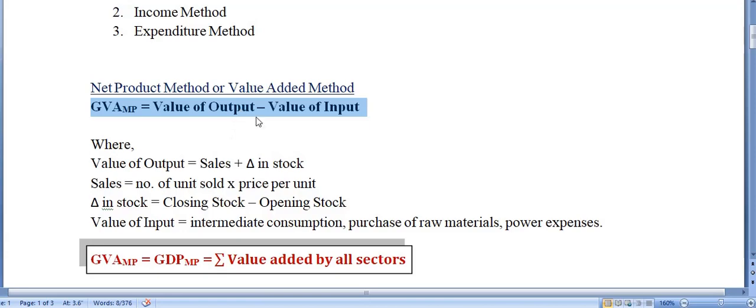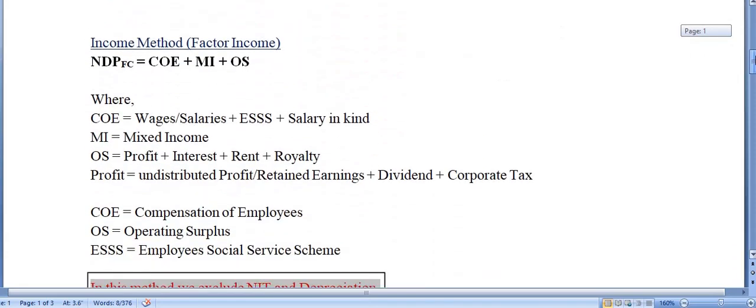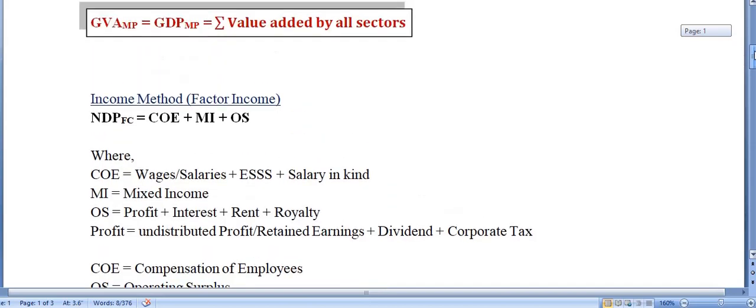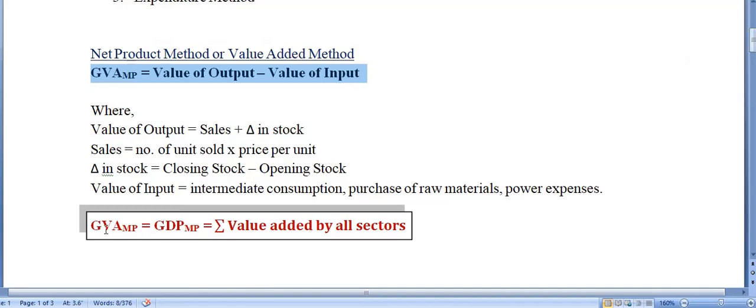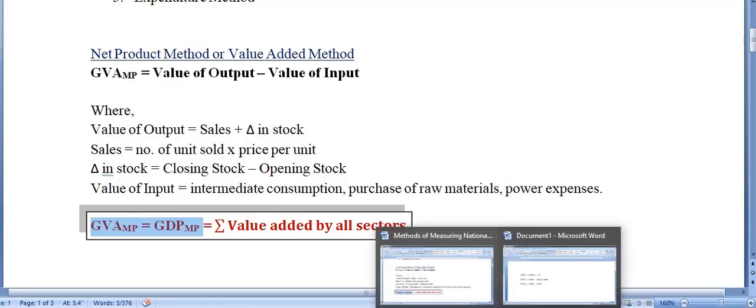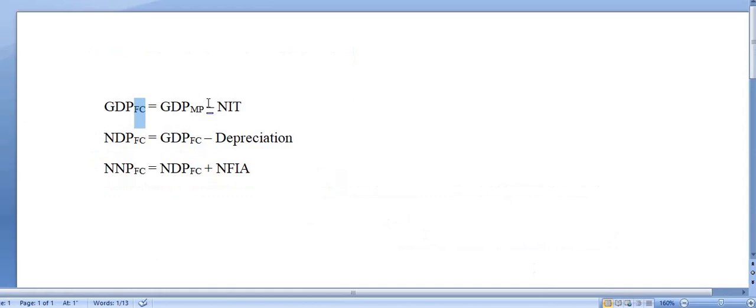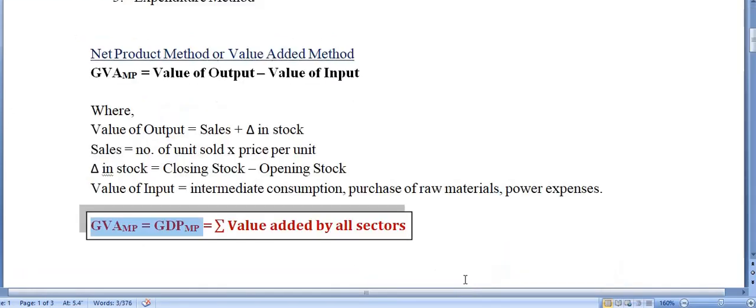Now let us go to the income method. But before I go to this income method, I just want to tell you that whatever GVA MP you calculate is actually the GDP MP, the GDP MP that I was talking about in this particular thing. This is equal to the summation of the value added by all the sectors.